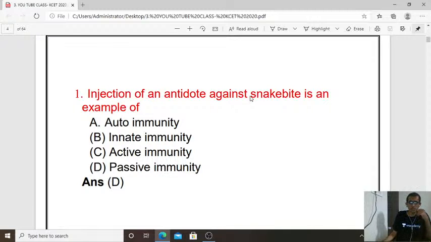Injection of an antidote against snakebite is an example of what? In the case of snakebite under emergency condition, we are giving the antidote or antivenom injection, isn't it? So it is an example of passive immunity. It is artificial passive immunity, where already prepared antibodies are given, and this kind of injection is applied during a medical emergency condition. D is the right answer.